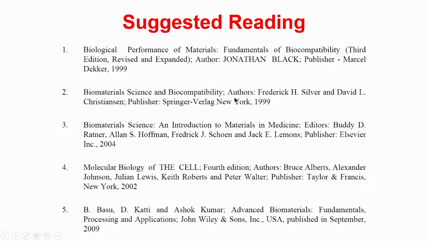These are other standard textbooks in the field. I have mentioned these four or five. The first one is by Jonathan Black, which is quite old, 1999, almost 20 years ago. The second one is Silver and Christiansen. The third one is Buddy Ratner and Alan Hoffman, colleagues from the University of Washington at Seattle, who have written this book on biomaterial science, an introduction to materials in medicine, and some of the cell biology aspects. This is considered a Bible in cell biology, published by Bruce Alberts.